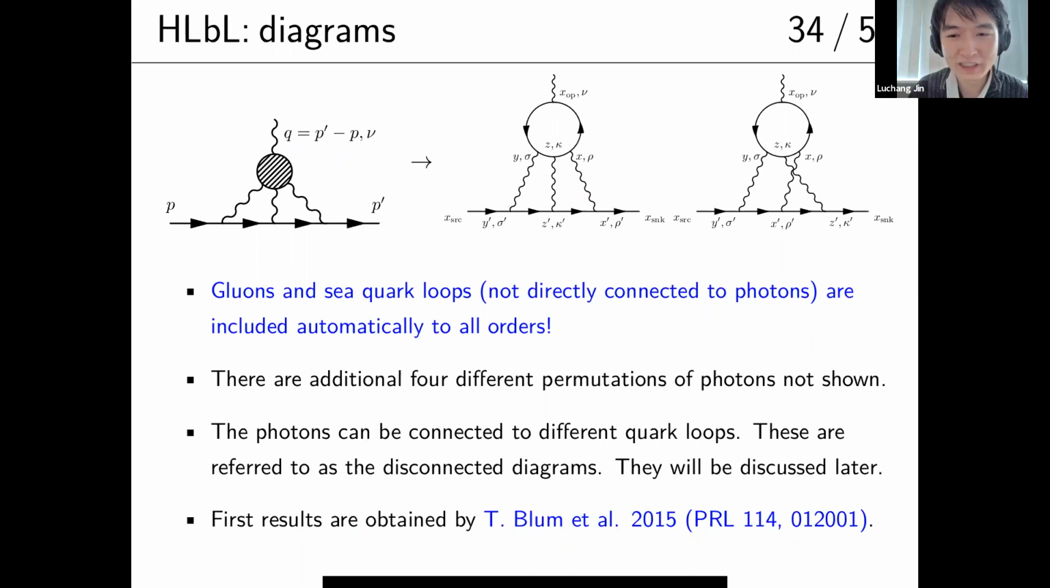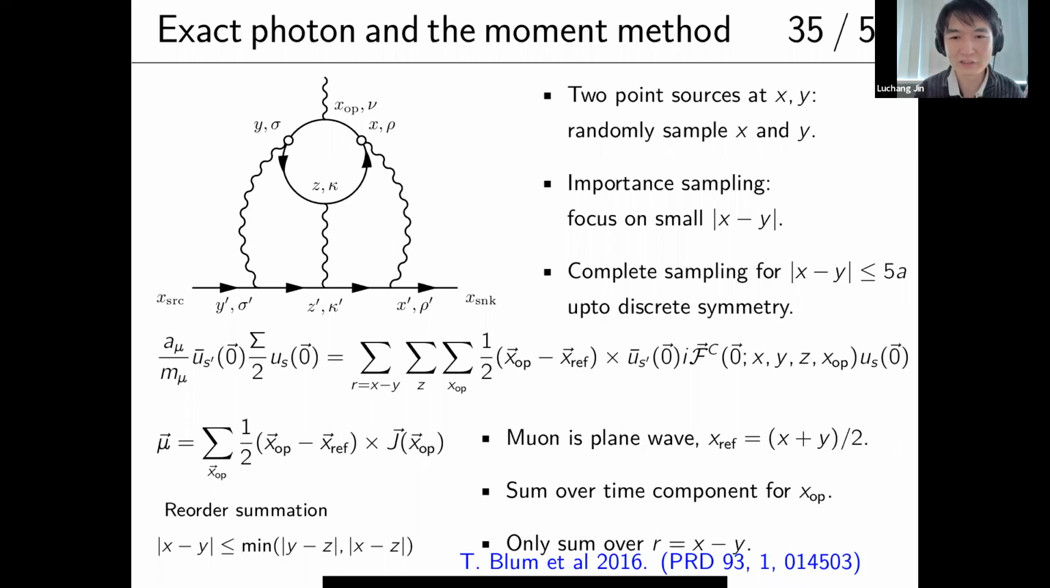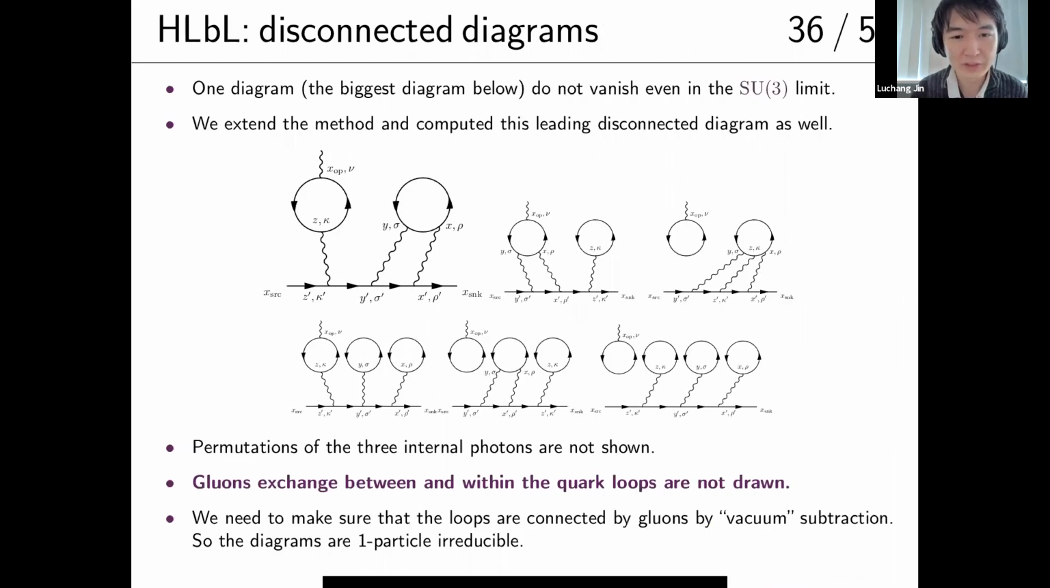The light-by-light calculation involves more complicated diagrams. We have a lattice calculation, and we spend a lot of effort to be able to deal with these complicated diagrams and at the same time reduce statistical errors. Because if we are not careful, it can easily have too much statistical error. And we also calculate the disconnected diagrams.